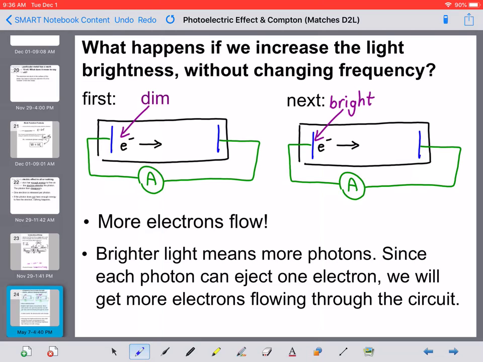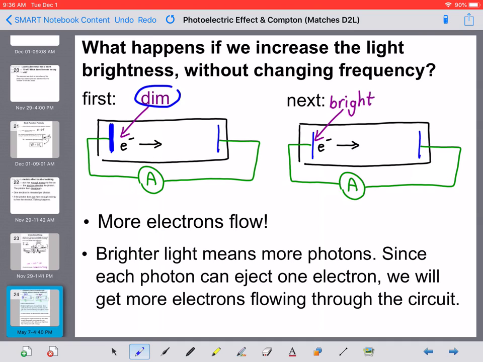Okay, so what happens if we increase the light brightness without changing frequency? If we're not going to change the frequency, then we need to be using the same type of photon the whole time. So I'm going to use violet visible photons the whole time. I've got dim violet light coming in and hitting a piece of metal. This blue thing right here is the piece of metal. And let's say that we're above the threshold frequency, so electrons are released from the metal.